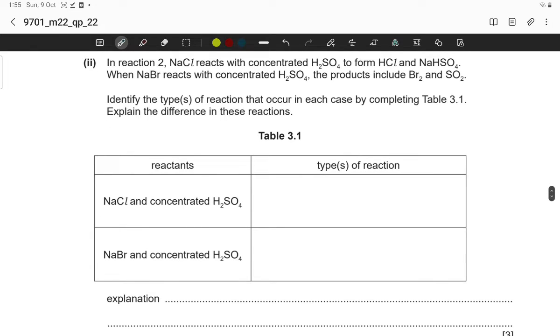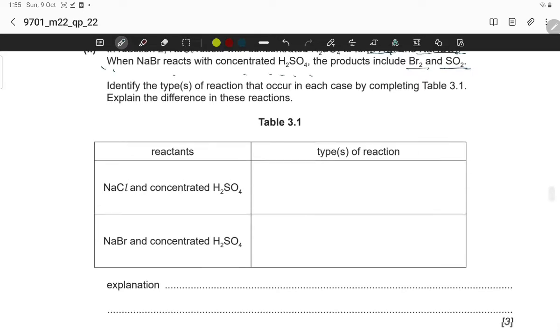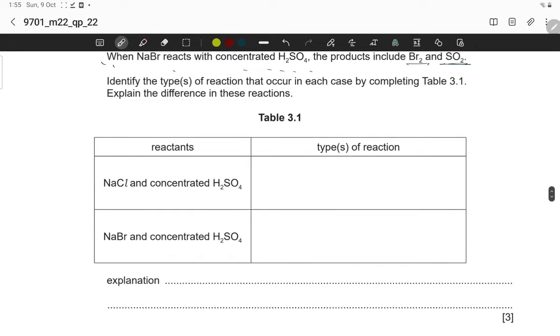Part 2 is reaction 2: NaCl reacts with concentrated sulfuric acid to form HCl and NaHSO4. Then NaBr reacts with concentrated sulfuric acid. NaCl reacts to form HCl and NaHSO4. When NaBr reacts with concentrated sulfuric acid, the products include bromine and sulfur dioxide. Identify the type of reaction that occurs in each case by completing table 3.1, and explain the difference in these reactions.